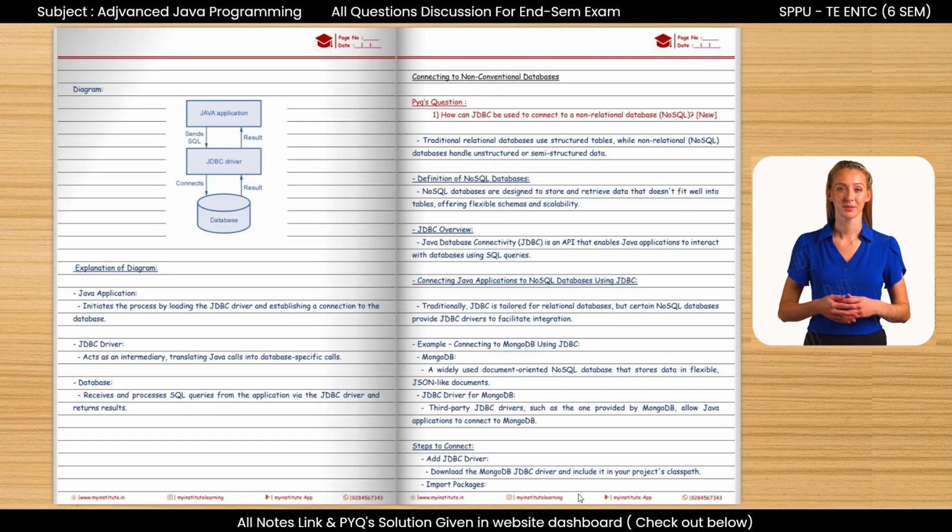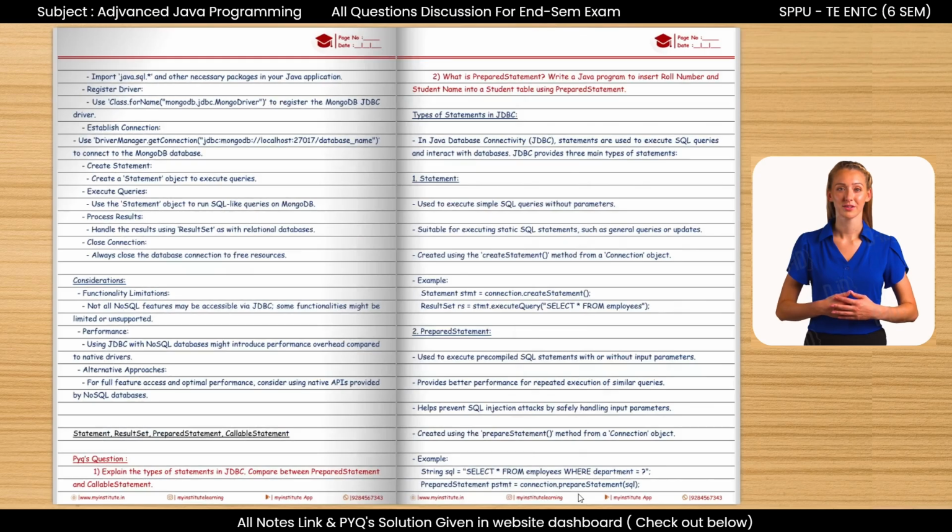Next, let's discuss statement types in JDBC. A possible question is, explain the types of statements in JDBC. Compare prepared statement and callable statement. There are three types of statements. Statement executes simple queries. Prepared statement executes parameterized queries. Callable statement calls stored procedures.